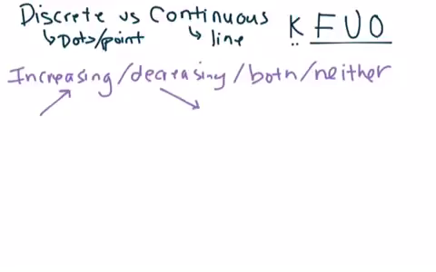If it does both, it could be like one of these, or one of these. It increases and decreases. What kind of graph looks like neither? Just straight, a horizontal line. Do you guys remember positive, negative, 0, undefined from last year?